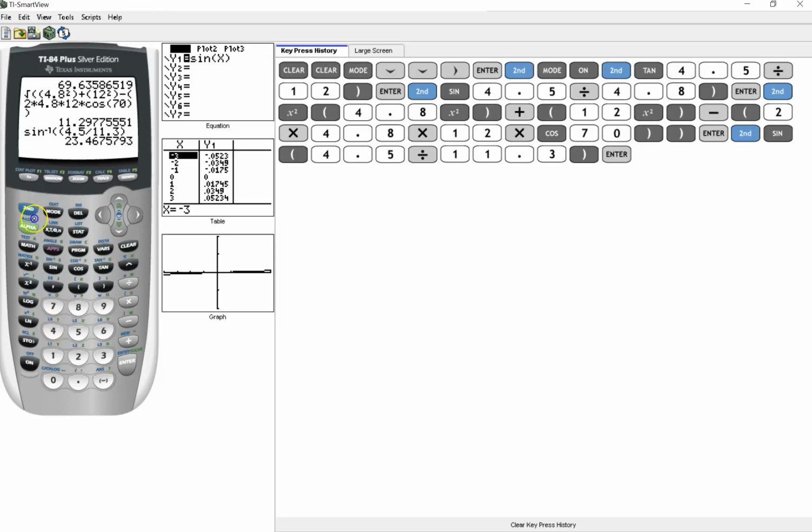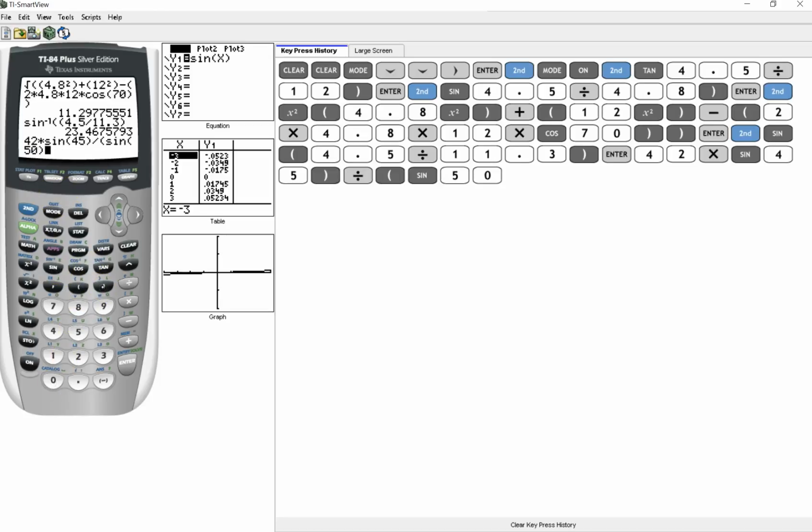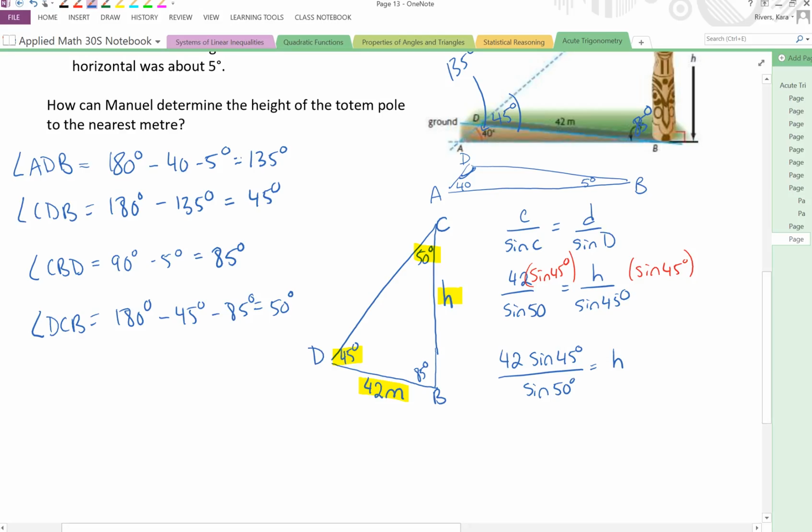Plugging that in, 42 times sine of 45 divided by sine of 50 gives me 38.76, and it said to the nearest meter, so that would round to 39 meters. So our height would be 39 meters.